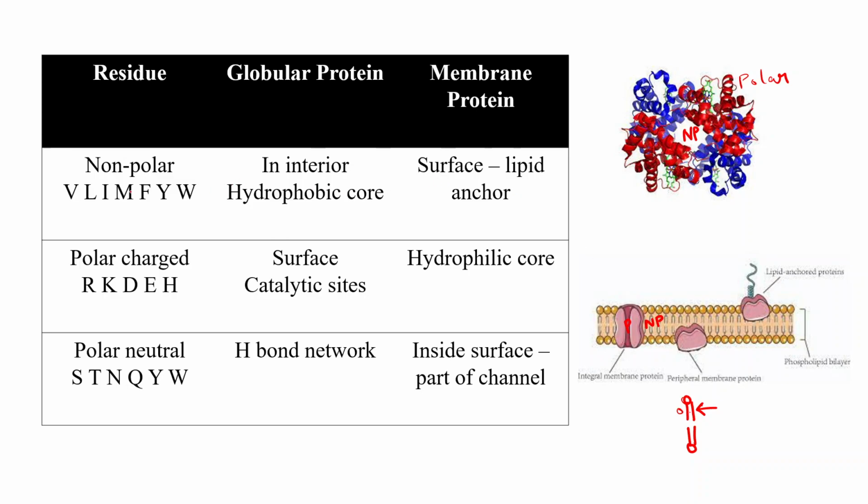Here if you see, the amino acid list is there. V is valine, L is leucine, then isoleucine, methionine, F is phenylalanine, tyrosine and tryptophan. All these are non-polar amino acids, basically hydrophobic amino acids. So for a globular protein, they will be in the interior, the hydrophobic core. Core means the center of the molecule.